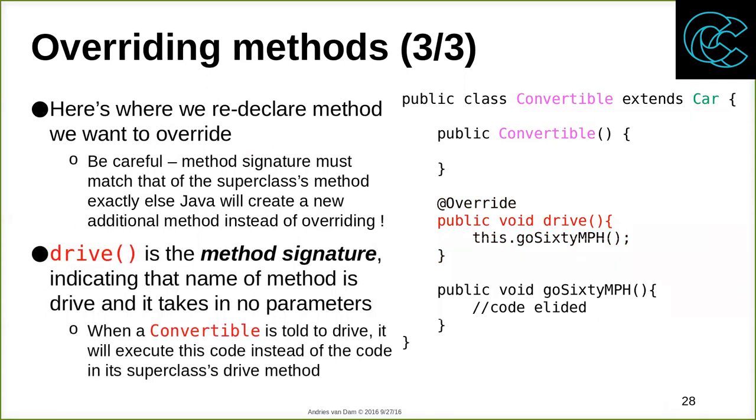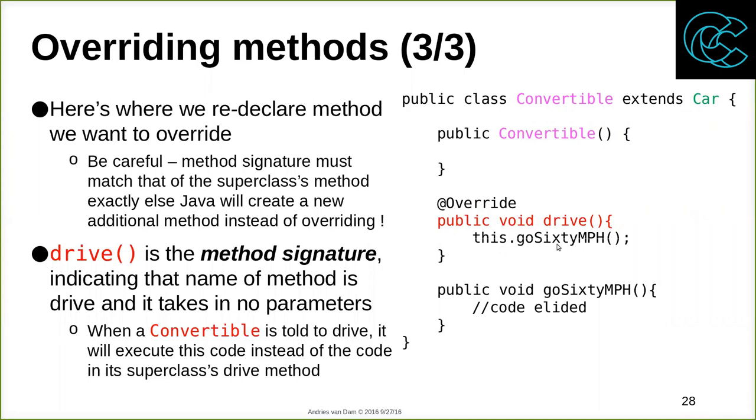Okay, so the way to override is to first use exactly the same signature of the method that was already there in the superclass. And then you provide this annotation called Override, which we discussed earlier. It's a signal or a hint to the compiler saying that preference should be given to this one.